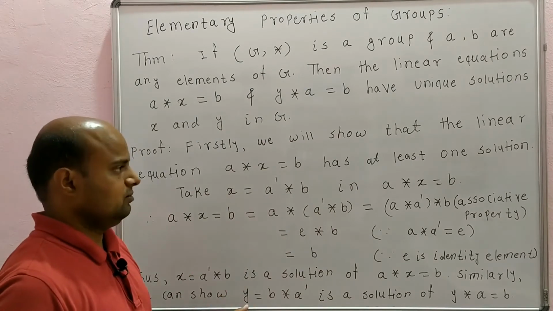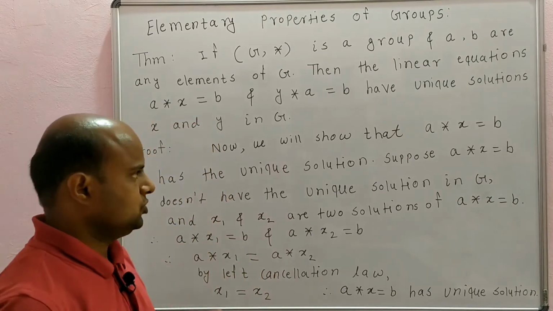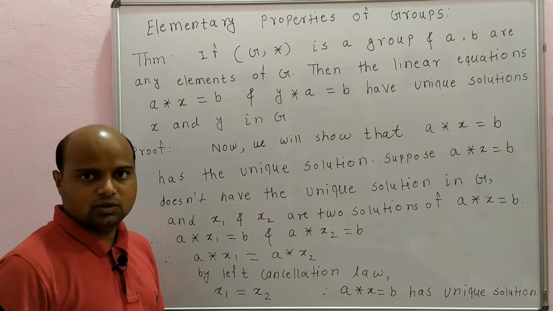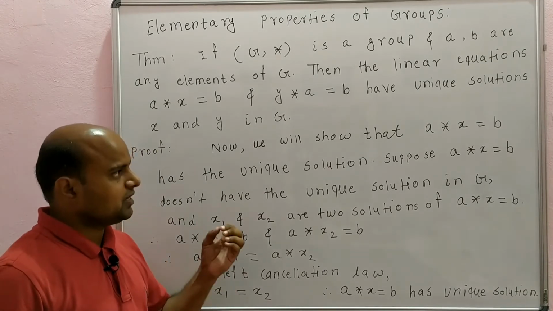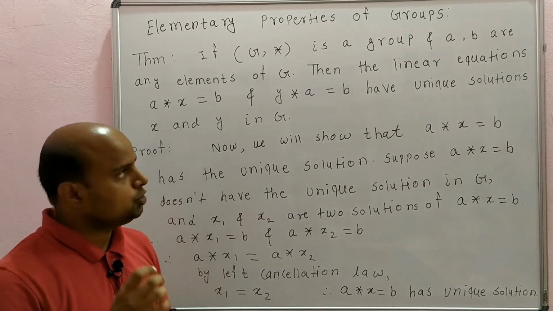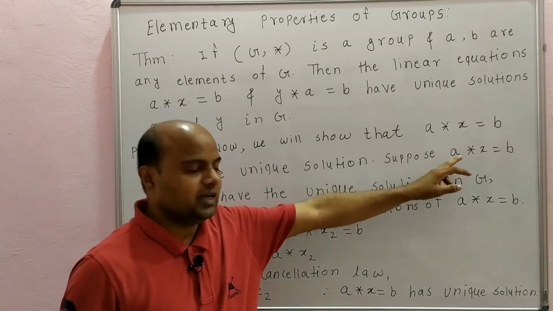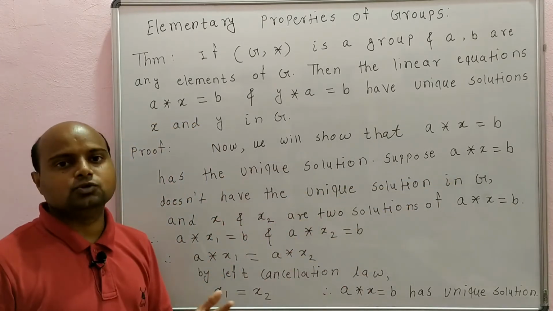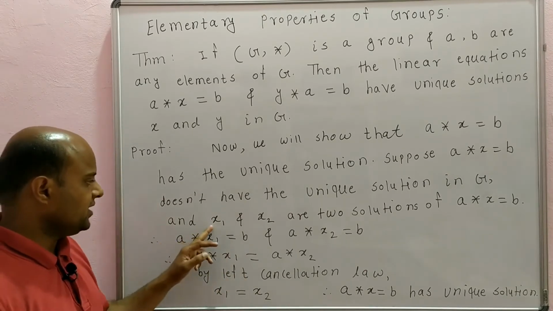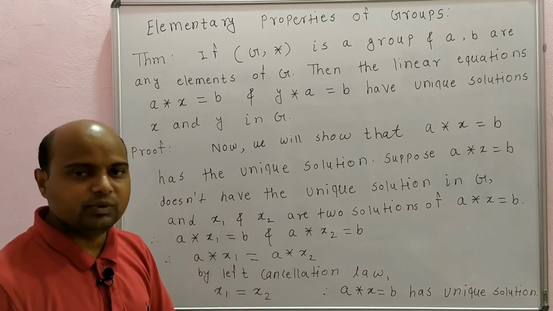In the same way, by computation method, we can show this. Now, we will show that A star x is equal to B has a unique solution. Already we have shown that A star x is equal to B has a solution. We have to show it has a unique solution. Suppose A star x is equal to B does not have a unique solution in G, and x1 and x2 are two solutions of A star x is equal to B.